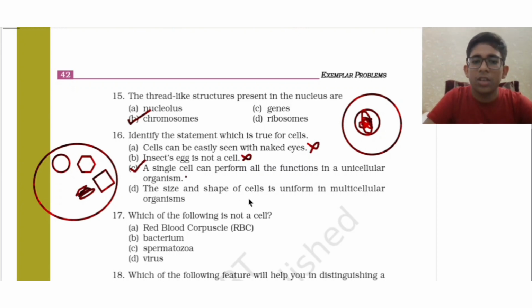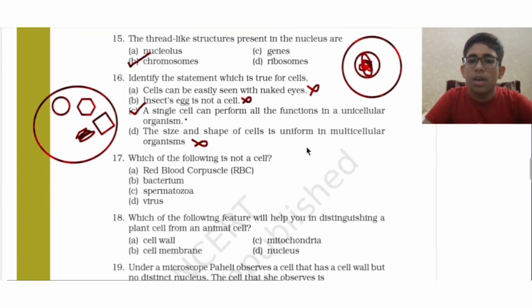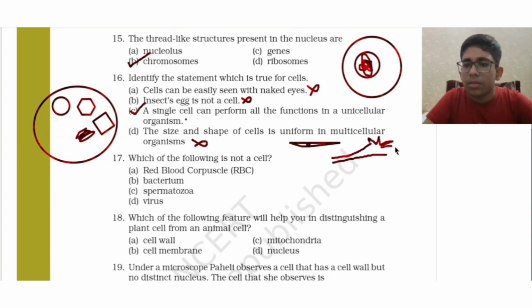Fourth option, the size and shape of cells is uniform in multicellular organism. So this is wrong. In multicellular organisms, there are different types of cells in different types of tissues. So the size and shape can depend on which tissue they are present in. For example, smooth muscle cells are like strands, and in between there is a nucleus. The neuron is a complicated, branched structure. They have a cyton and axon and a dense nucleus here. And we have different types of skin cells. These are like this. So the size and shape of cells can depend on where they are present. So this is also wrong.